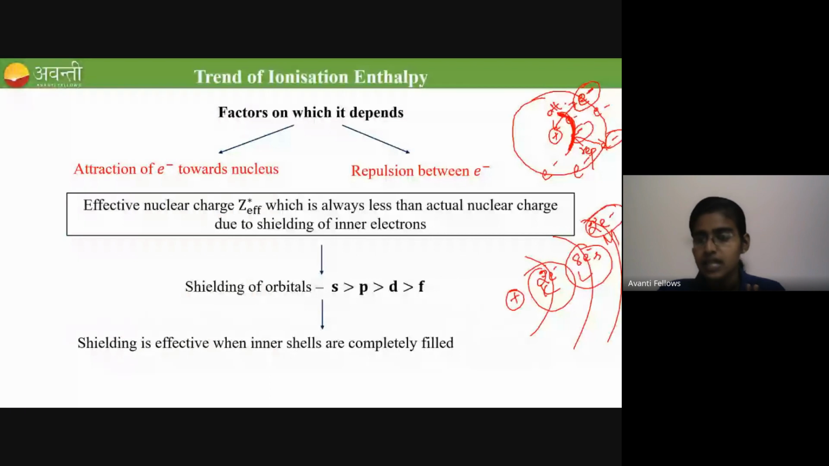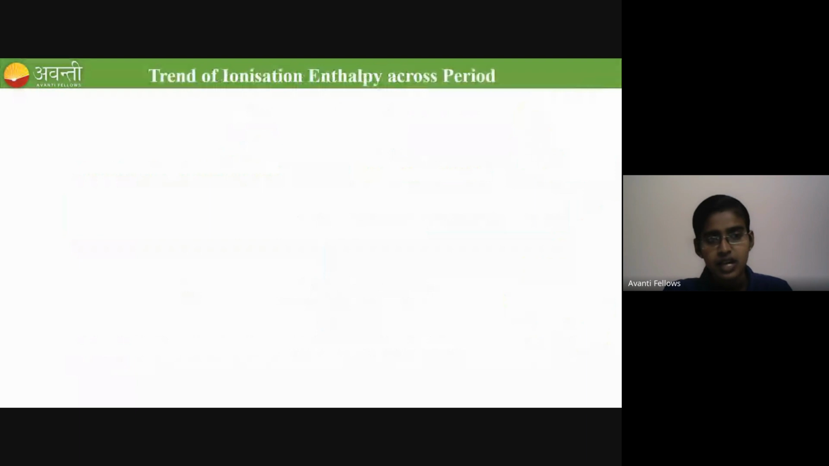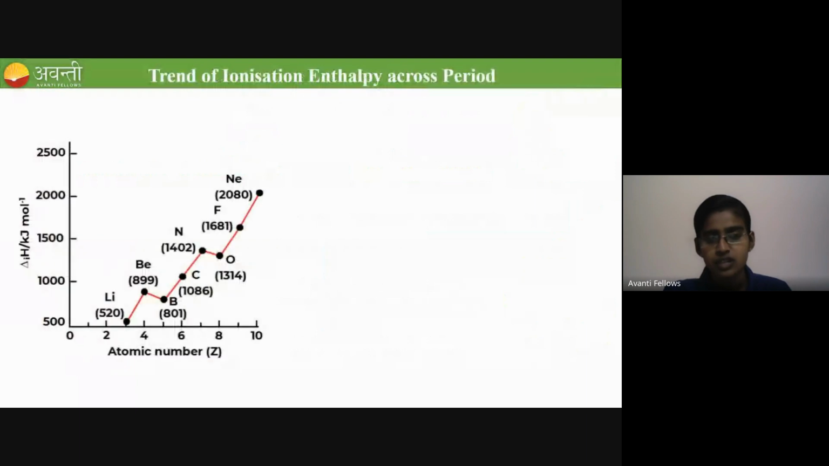This outermost electron cannot come and get attracted towards the nucleus because the shielding of these K and L shell electrons will be more effective. Got it? So the attractive force will be very less. Because of that, effective nuclear charge also becomes less. Now let me tell you the trend across the period. I have taken a graph for you, which is there in your book also.